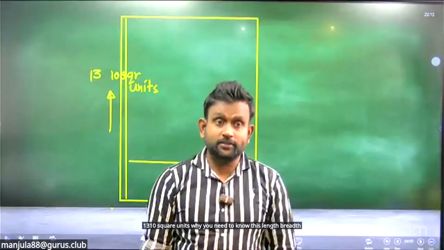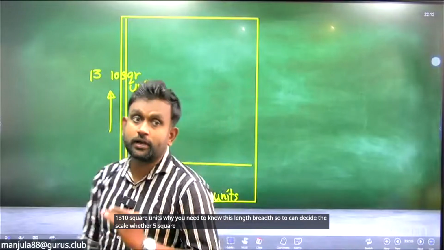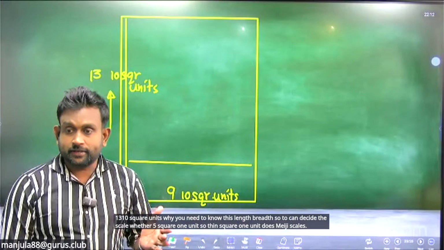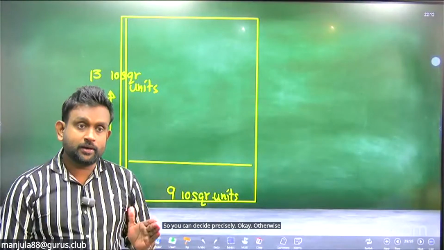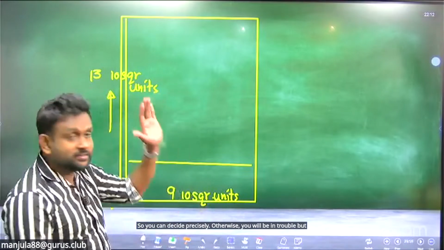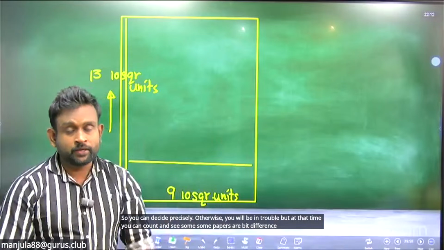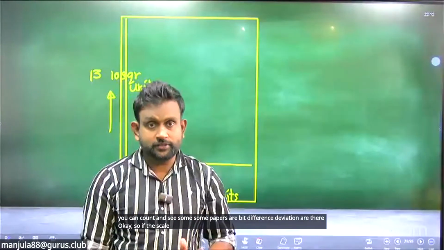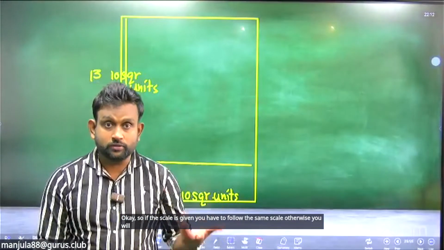So that you can decide the scale, whether 5 squares for 1 unit or 10 squares for 1 unit. These are the major scales, so you can decide precisely. Otherwise you will be in trouble. You can count and see that some papers have a bit of deviation. If the scale is given, you have to follow the same scale. Otherwise, you take your own scale.